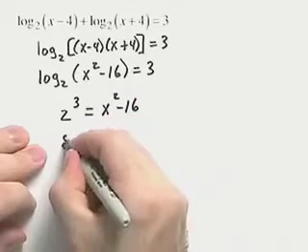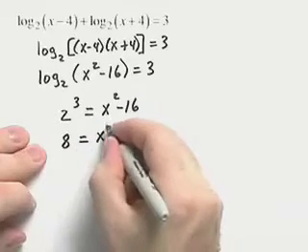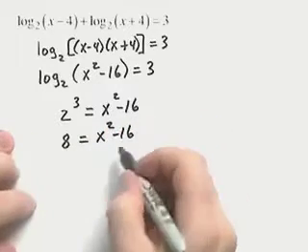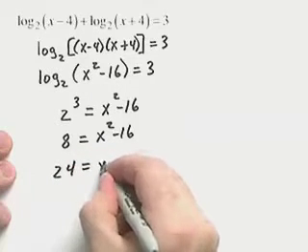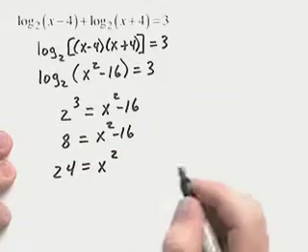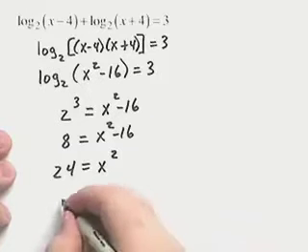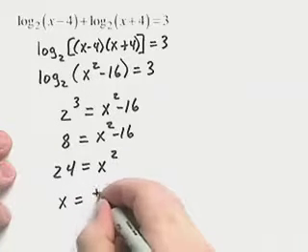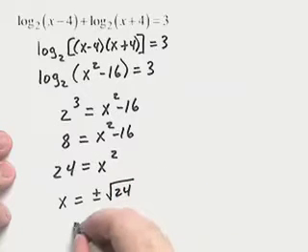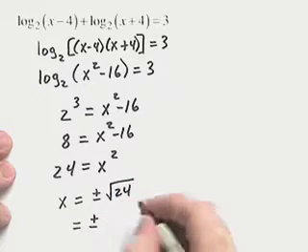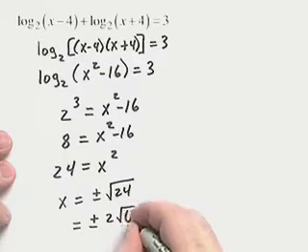2 cubed is 8. So 8 is equal to x squared minus 16. I'm going to add 16 to both sides, so we get 24 is equal to x squared. To solve for x, we take the square root of both sides. So we get x is equal to plus or minus the square root of 24. And we can simplify this radical as plus or minus 2 root 6.